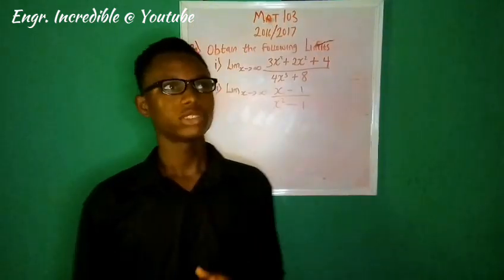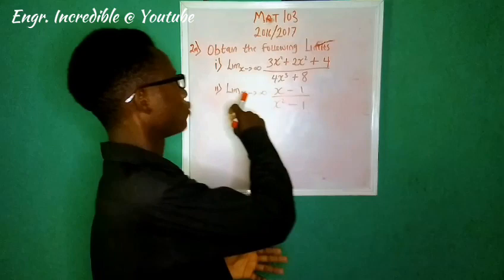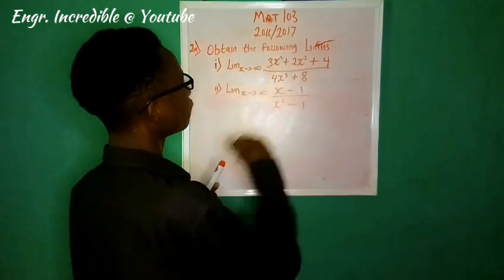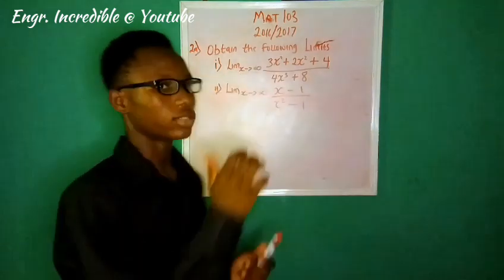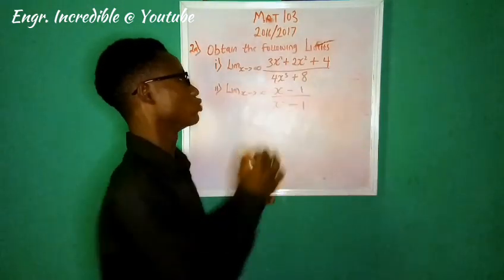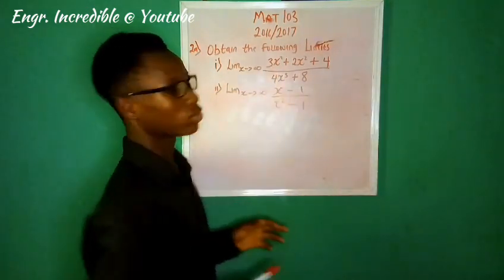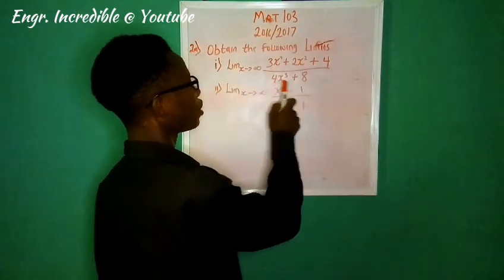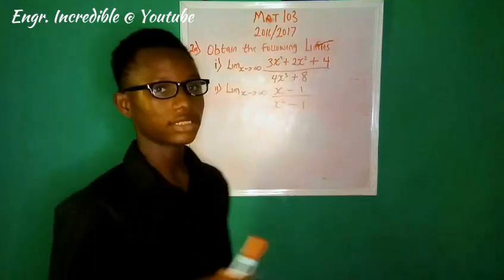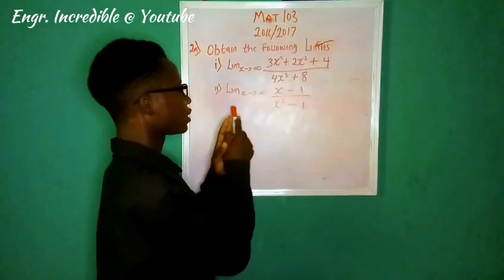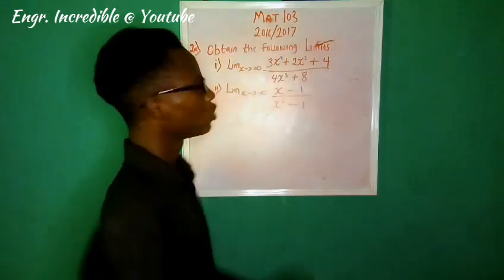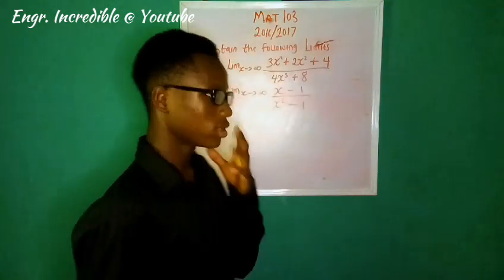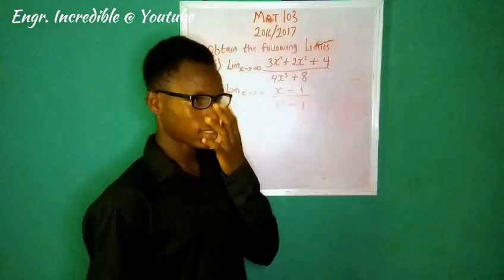So right here now, in 2a of the question, or the past question, we have obtained the following limits. The limit as x tends to 0 of 3x squared plus 2x squared plus 4 all over 4x cubed plus 8. And in the second one, we have the limit as x tends to 0 of x minus 1 over x squared minus 1. Now, how are we going to solve these limits?